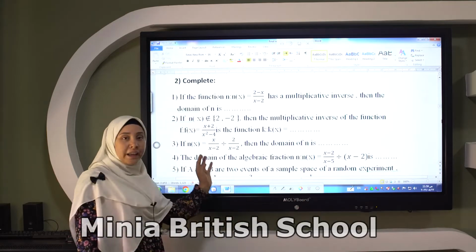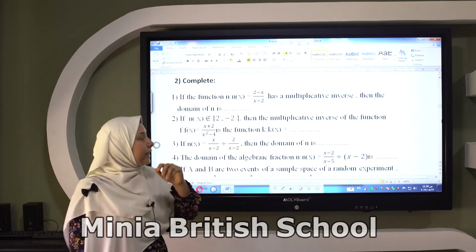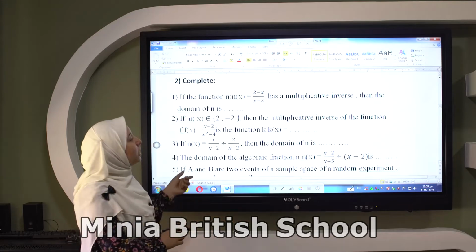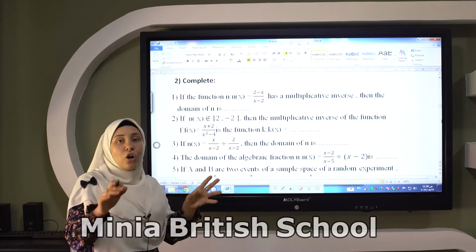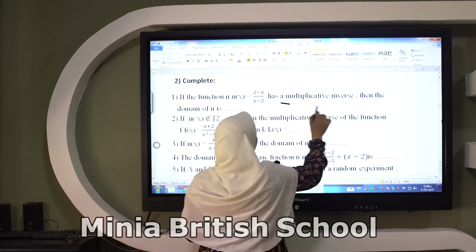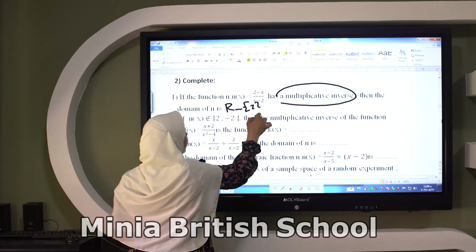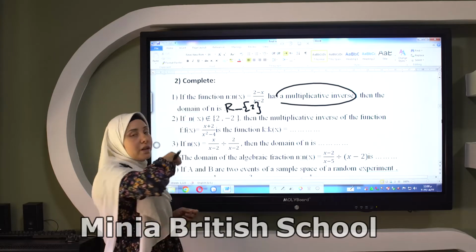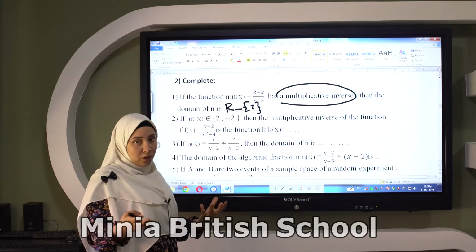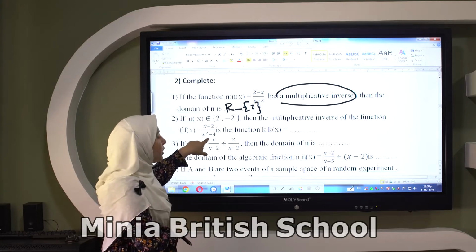If the function n, where n(x) = (2 - x)/(x - 2), has a multiplicative inverse, then the domain of n is what? Okay, here, multiplicative inverse, so the domain is the set of reals except the zeros of the numerator and denominator. Here 2 and also here 2, so only the element 2. If n(x) does not belong to 2 and negative 2, because the two roots here make the denominator equal 0.